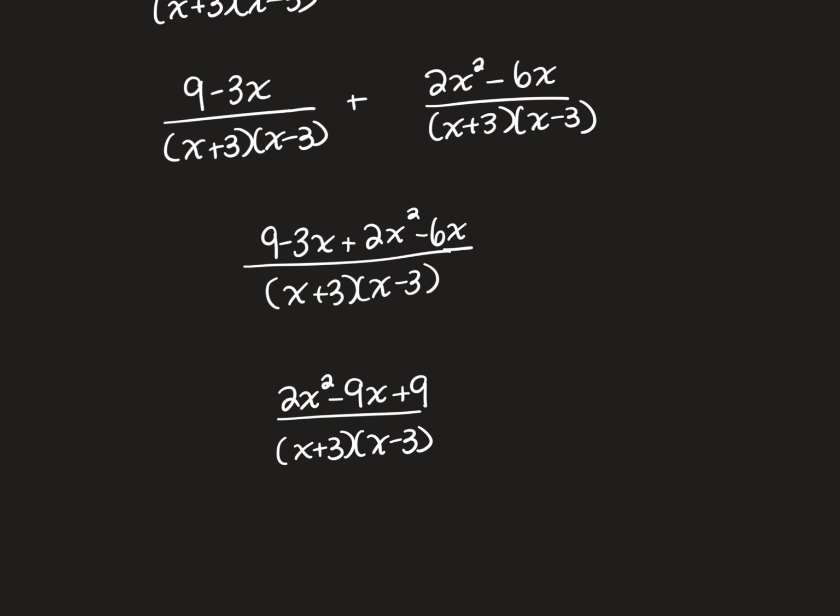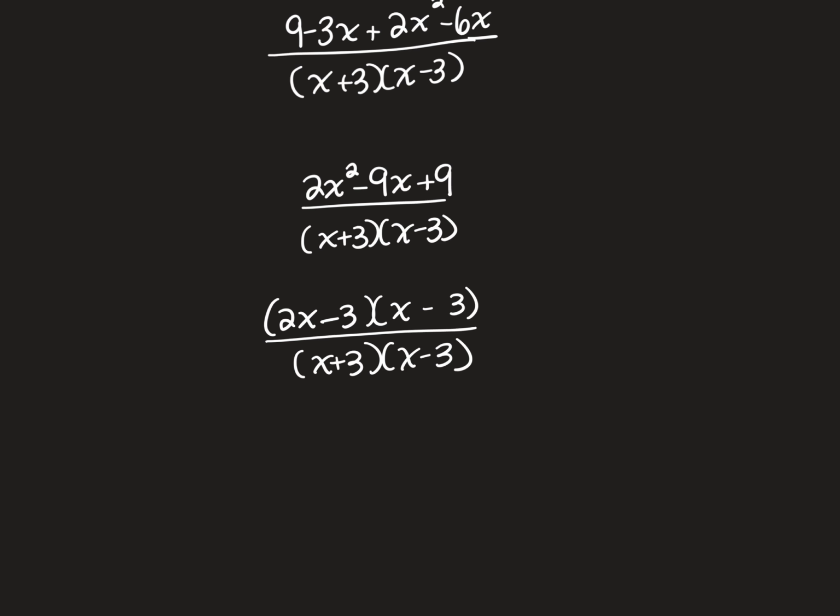Now, before you finish this, go ahead and try and factor it. See if the numerator will factor and see if there's any other hidden ones. So if you did attempt to factor, hopefully you got 2x minus 3 times x minus 3, and then there is, in fact, a giant 1. So I'm left with just 2x minus 3 over x plus 3.